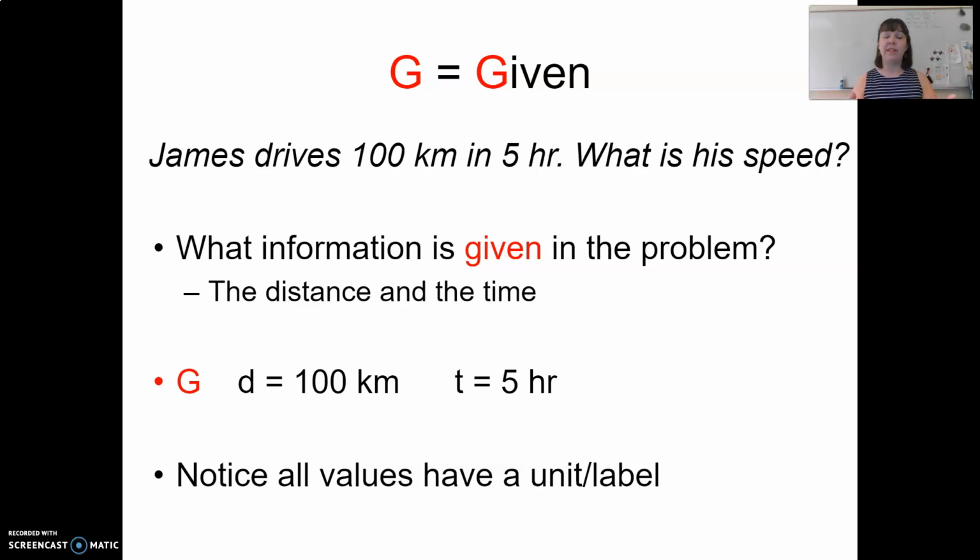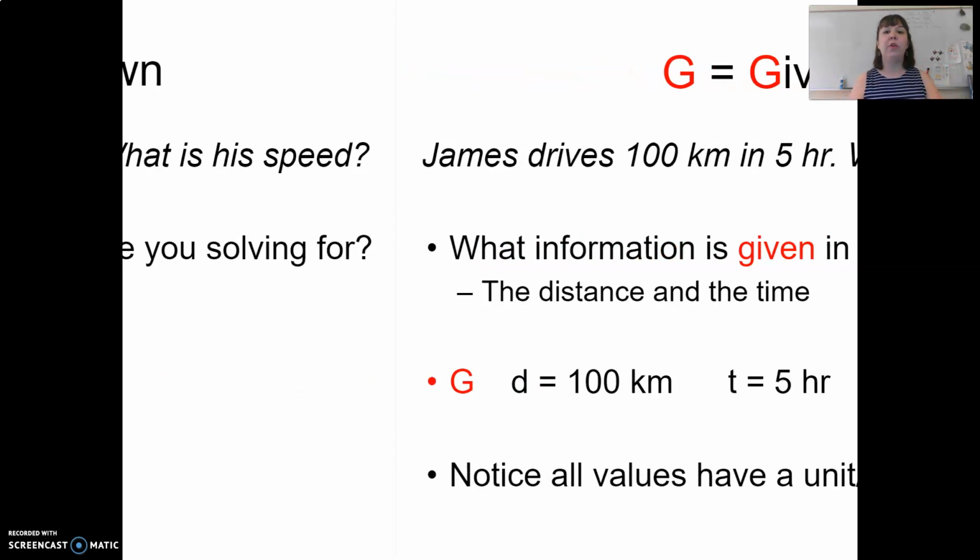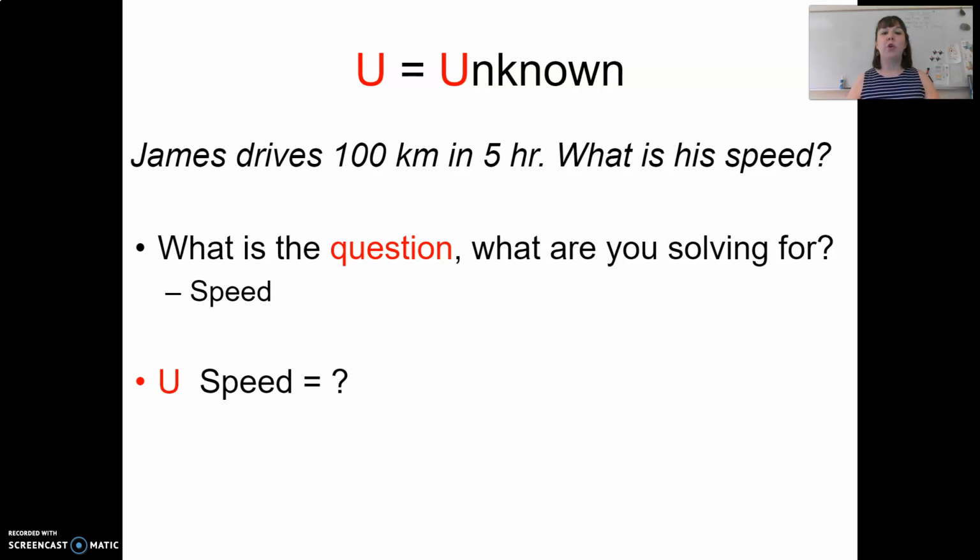Notice that whenever I write these down, they have the number, the unit, and a label. We want to make sure and keep kilometers and keep hours so we can make sure we're all speaking the same language and getting the correct answer. Now the unknown, what do they want from us? There are two ways. You can either look for the question mark. So what is his speed? Question mark. We're looking for speed. Or you can look for maybe a command like find his speed. And that will help us figure out what they're wanting us to know.